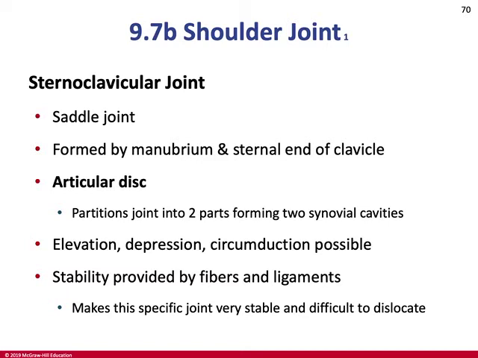The next joint we want to talk about is the sternoclavicular joint. This is a saddle joint formed by the articulation of the manubrium and the clavicle. So it's a lot like the joint between the proximal phalange of the thumb and the metacarpal under there. There's an articular disc that splits the joint into two parts and forms two synovial cavities. The movements are elevation, depression, and circumduction, okay? And stability is provided by the fibers and the ligaments here and makes the joint relatively stable.